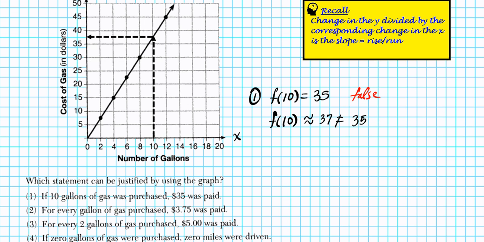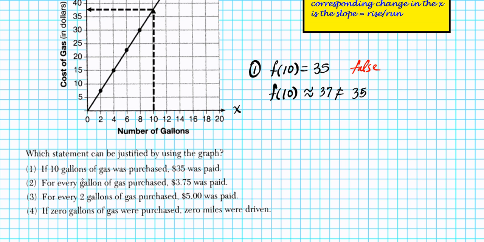Now let's take a look at option 2. It says for every gallon of gas purchased, $3.75 was paid. And even if you look at option 3, it's the same format. For every 2 gallons of gas purchased, $5 was paid. So these two problems, you're looking at gallons divided by cost. That's what for every means. You're basically dividing. So these two options have to do with the slope. We just have to compute the slope of this line and then see which of these ratios in reduced form we end up with.